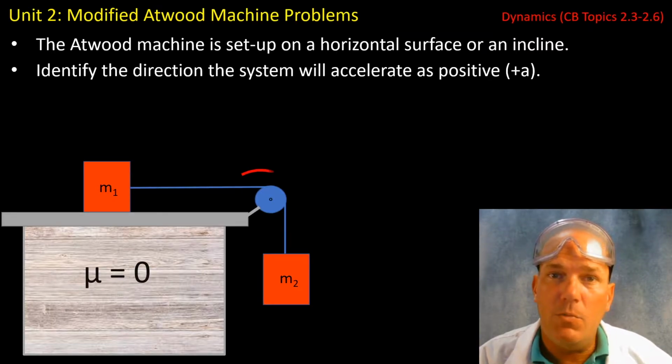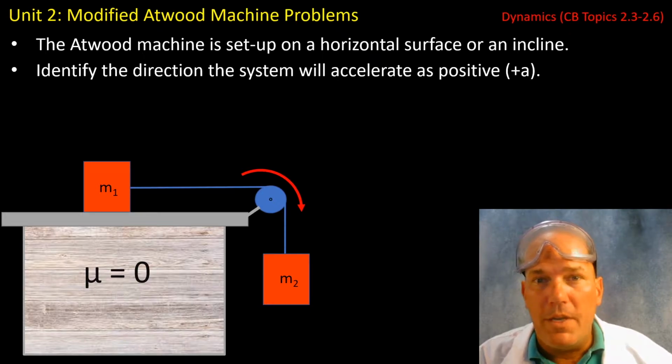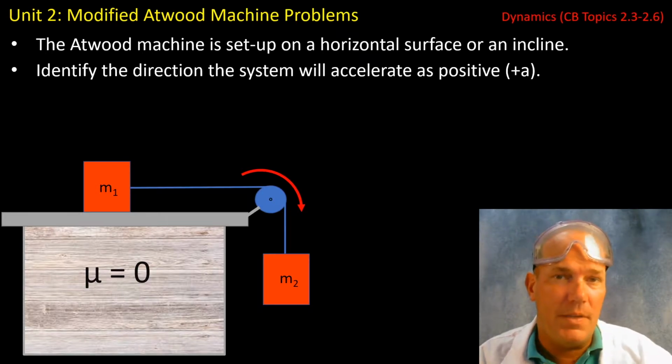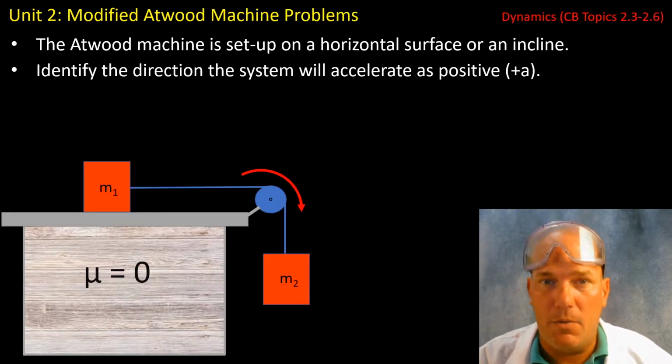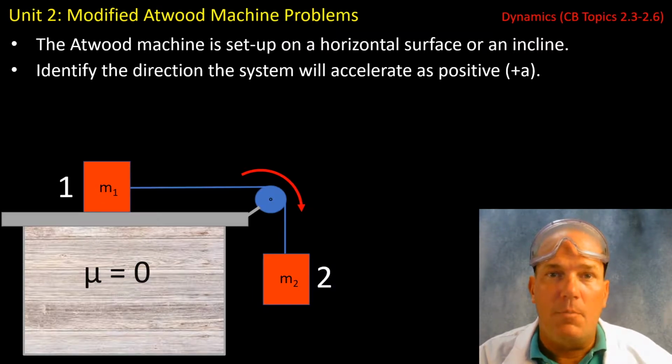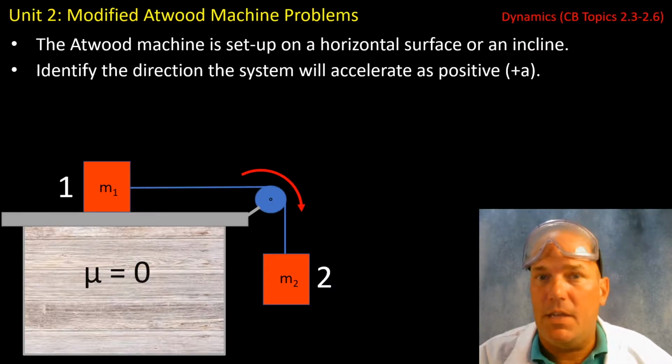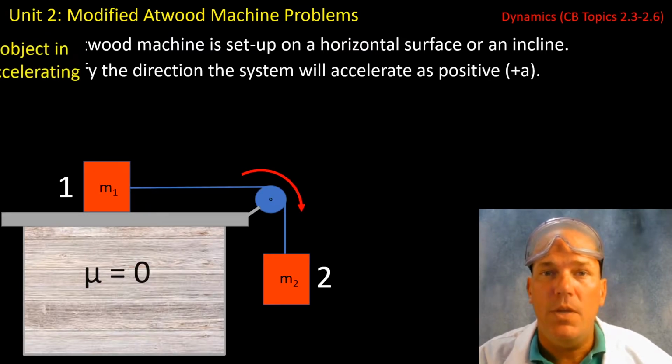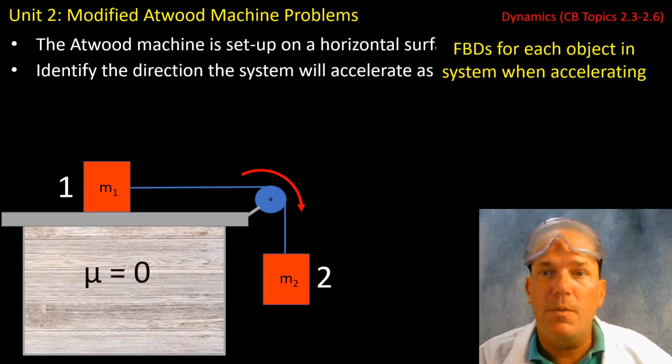In this scenario, we're dealing with a frictionless surface. Therefore, we can predict the direction of the acceleration as shown by the arrow. Now, I'm going to identify these as objects 1 and 2, and let's go ahead and do free body diagrams for each object in our system as they accelerate.